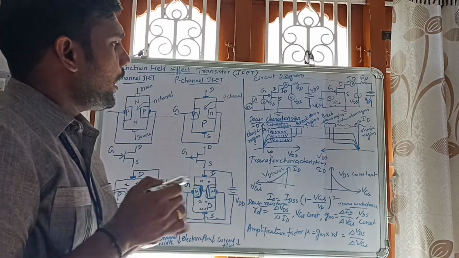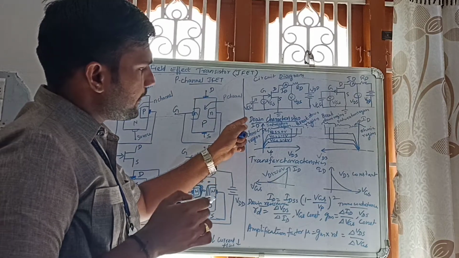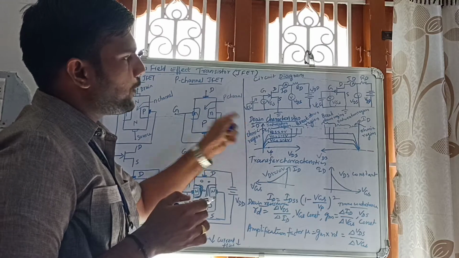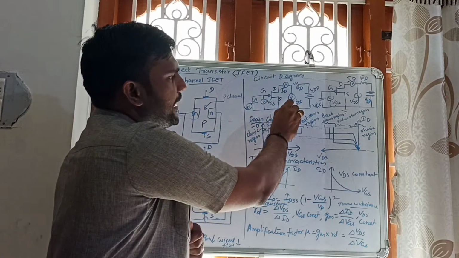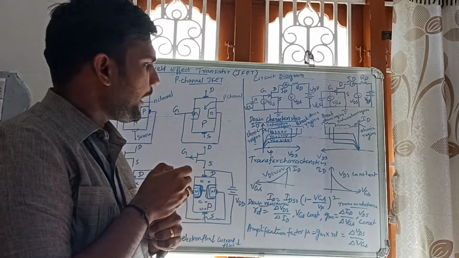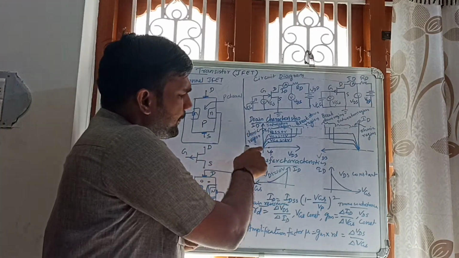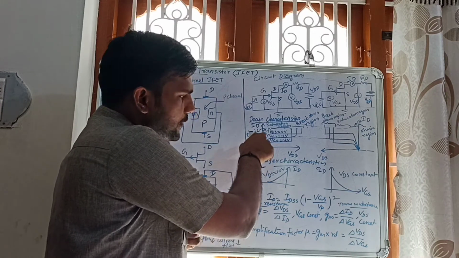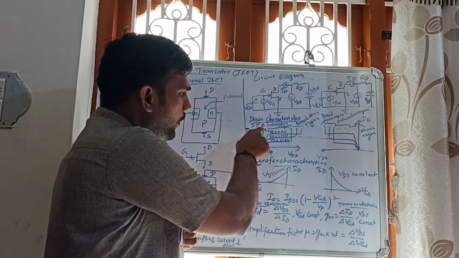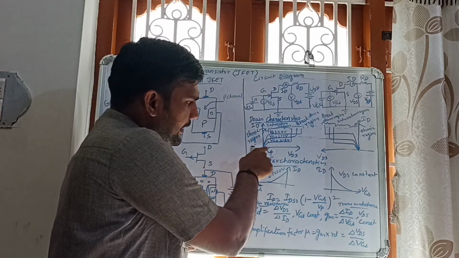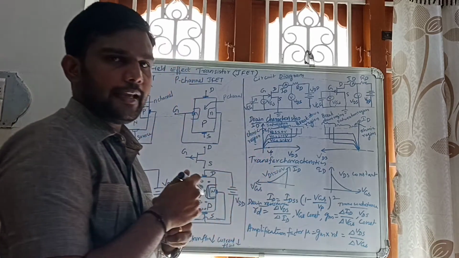There are two characteristics: drain characteristics and transfer characteristics. Drain characteristics are plotted between the output parameters VDS and ID. VGS will be constant. See, initially if you are increasing VDS, the ID also increases, is it not? This is the ohmic region. In the ohmic region, if you are increasing VDS, ID also increases.